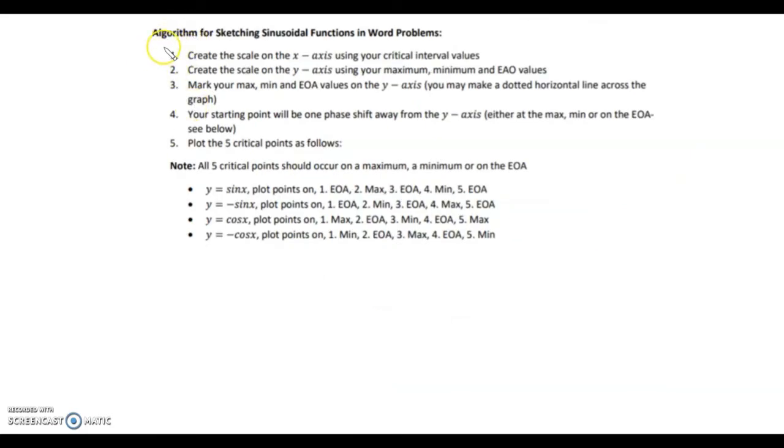Okay, so we already went over an algorithm, but here's the algorithm for sketching sinusoidal functions in word problems. So we're going to create the scale on the x-axis using critical intervals. Okay, and we're going to create the scale on the y-axis using the max, min, and equation of axis values. Okay, we're going to mark our max, min, and equation of axis on the y-axis. And then what I always do is I make a horizontal dotted line on the graph where the equation of axis is.